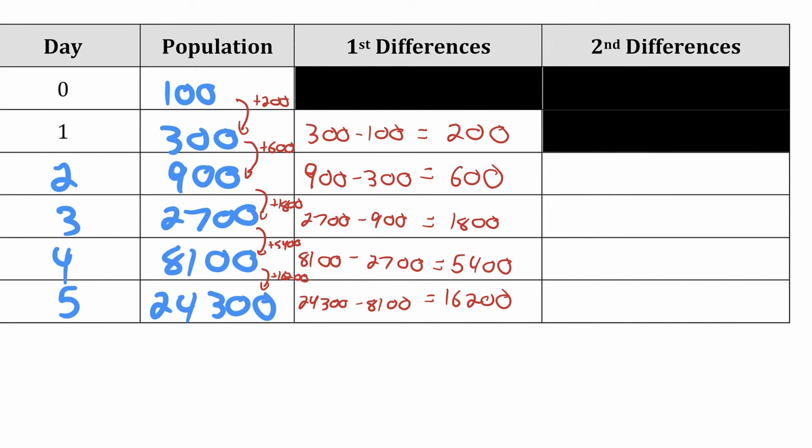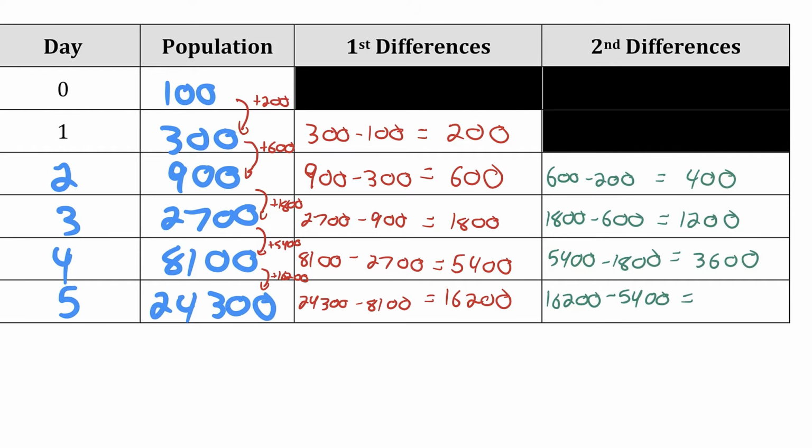Let's check what happens if I calculate the second differences. So I'm now going to calculate the difference between each of my first differences, starting with the first pair, doing bottom minus top. So once again, in my second differences, they're not constant, which means my first differences are not going up by a constant amount. It went up by 400, then 1,200, and so on.